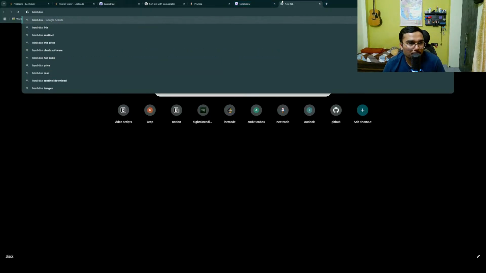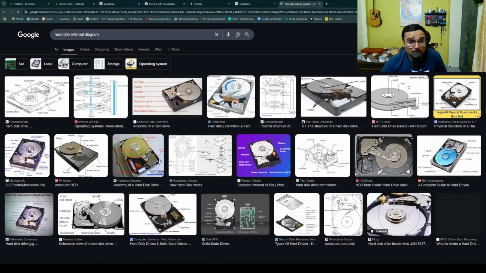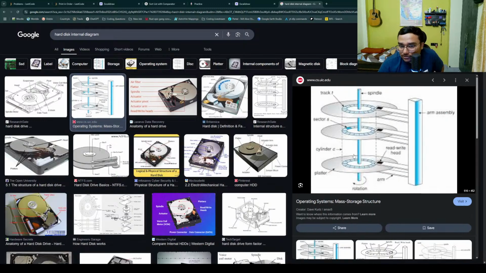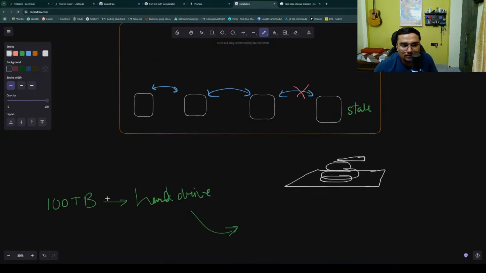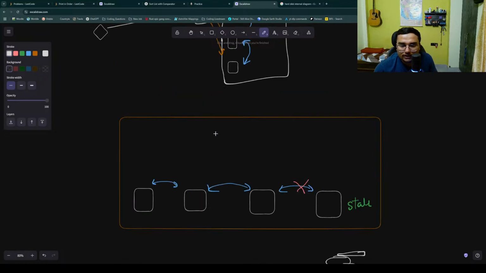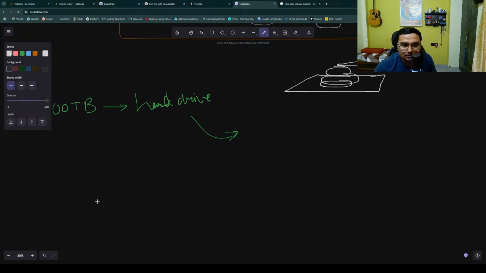Hard disk internal diagram. Yeah, there are multiple stacks of disks. Each disk has an arm to read and write. There are sectors and tracks. So if there is a 100 TB hard drive and 1 billion requests for each get, this hard drive will be cooked, right? We don't need that. So we probably need some sort of division of this data.